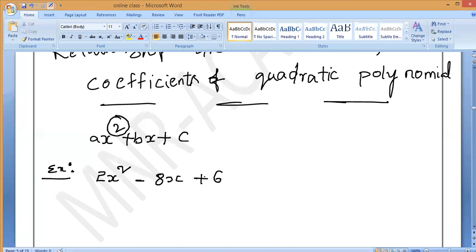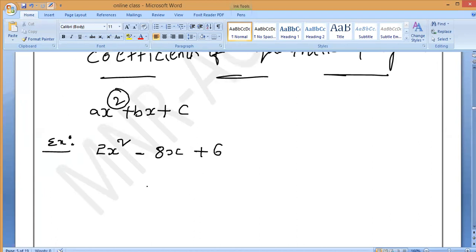Is it correct or wrong? Correct. See, here 2 is common. Take 2 common. The remaining is 2 into x square, 2x square, correct?